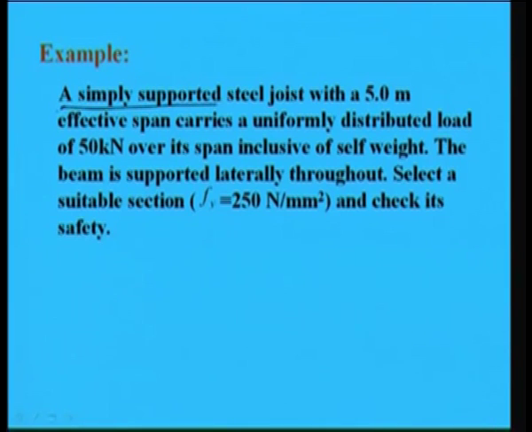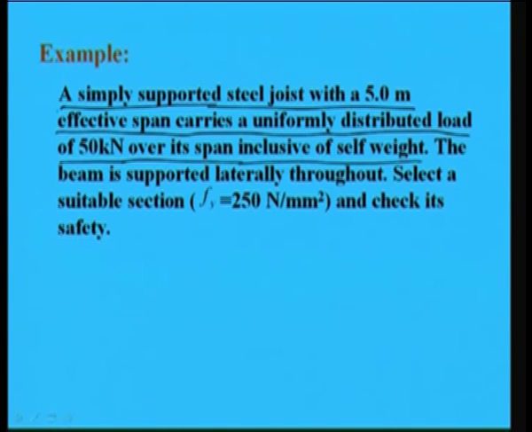A simply supported steel joist with a 5 meter effective span carries a uniformly distributed load of 50 kilonewton per meter over its span, inclusive of self weight, right. The beam is supported laterally throughout. Select a suitable section and check its safety.